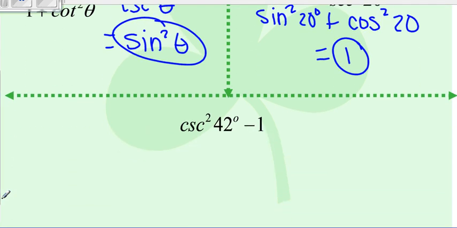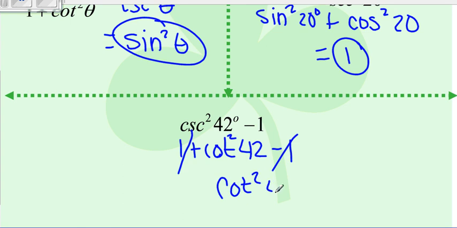Okay, down on the bottom, we have cosecant squared of 42 minus 1. So if I replace cosecant squared with its Pythagorean identity, it's going to be 1 plus cotangent squared of 42, don't forget to square it, minus 1. I have a positive 1 and a negative 1, so those cancel, and we're left with cotangent squared of 42. Okay, and that would be our final answer.